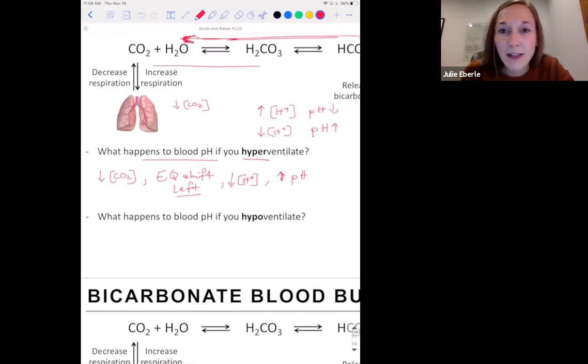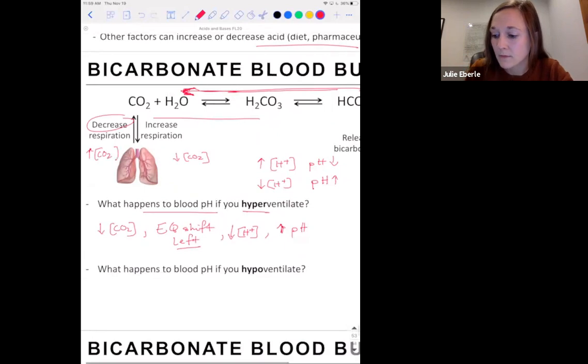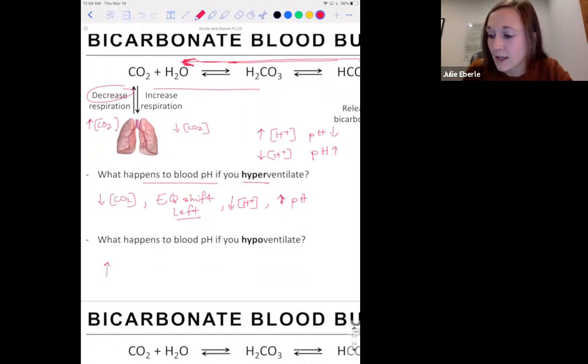Okay, but if we hypoventilate, our breathing slows down, so we're decreasing respiration. And the very opposite thing is happening to CO2. Now we're going to build CO2 up in our body. We're going to increase the concentration of CO2 in our body. So that's the first thing we're going to write down. If we slow down our breathing, we will have a buildup of CO2 in our body.